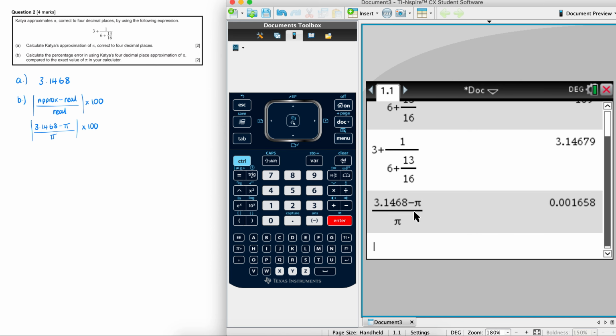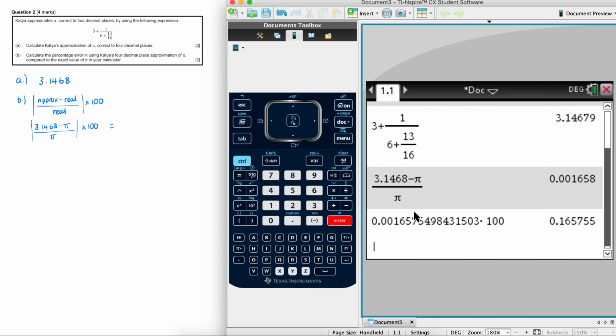That gives me, I need to times that by 100, 0.165755. So that's 0.166 to 3 significant figures, percent. So that would be my percentage error.